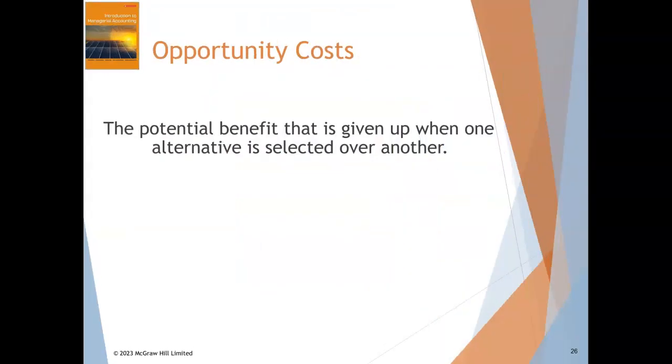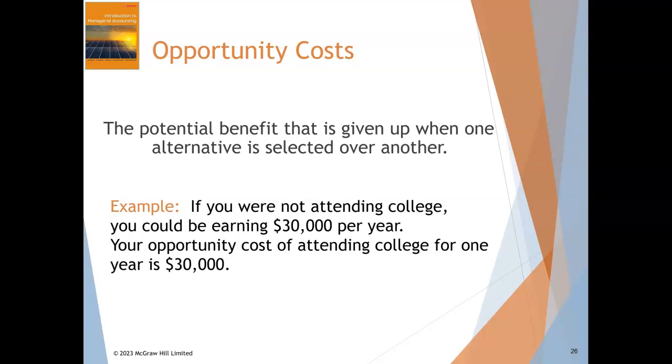Opportunity costs. The potential benefit that is given up when one alternative is selected over another. Example, if you were not attending college, you could be earning $30,000 per year. Your opportunity cost of attending college for 1 year is $30,000.